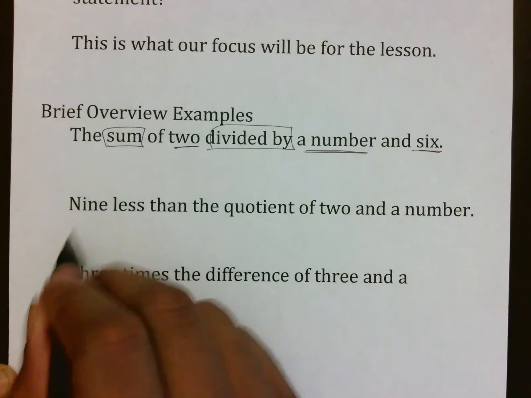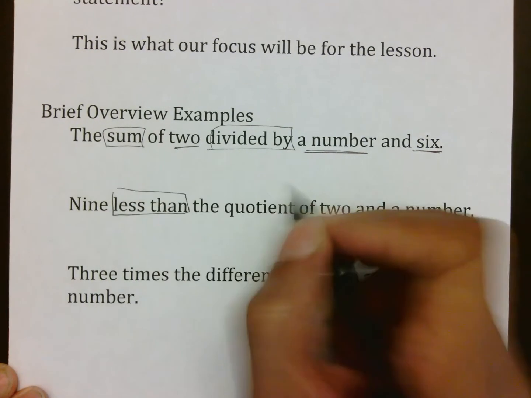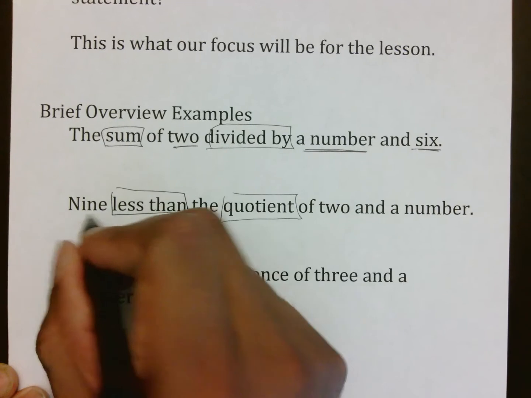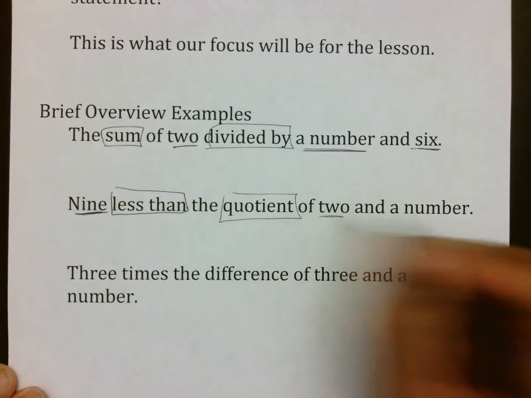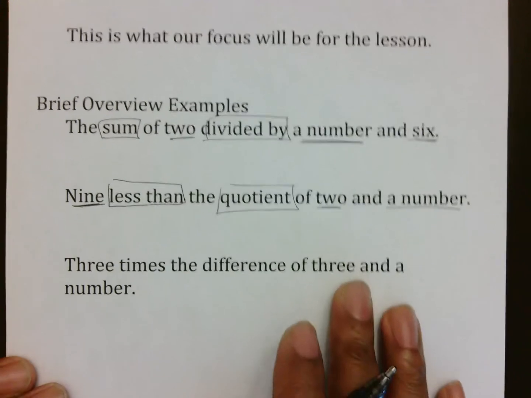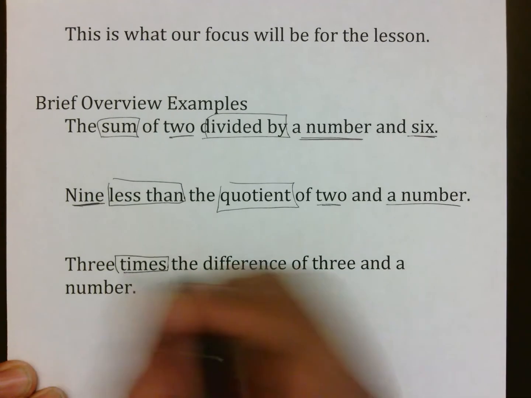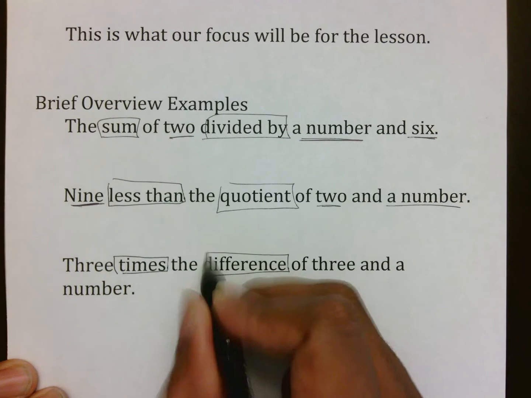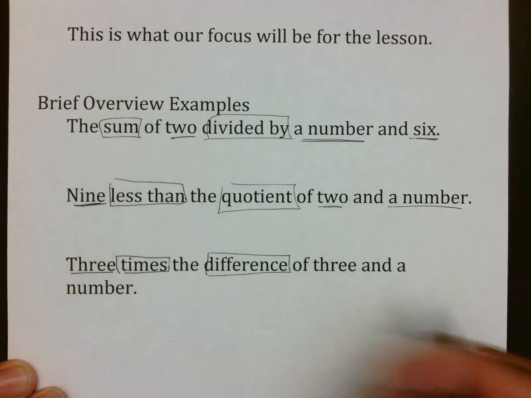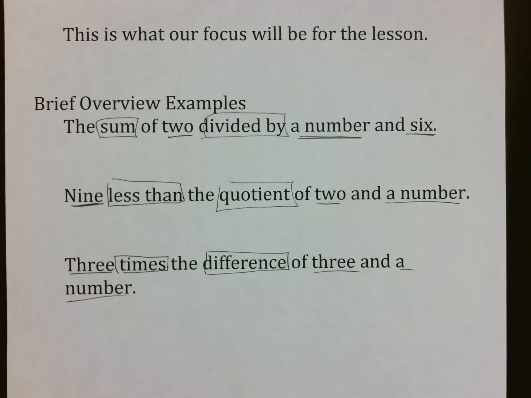So again, if you're reading this one, 9 less than the quotient of 2 and a number, we have less than, we have quotient, you have the values of 9, 2, and a number. And so that again is going to be our challenge. 3 times the difference of 3 and a number. Times is our operation prompt. Difference is also an operation prompt for us. 3, 3, a number, represent the values, and again that's what we're going to be getting ready for.